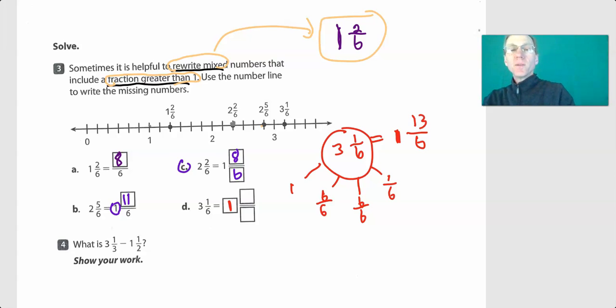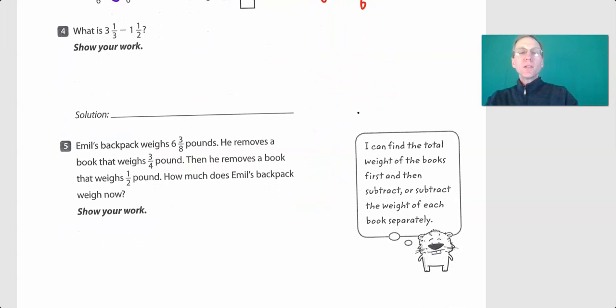Okay? Again, if I start at one whole, and I'm going to count up to how many 6 to get up here, how many slices? 1, 2, 3, 4, 5, 6, 7, 8, 9, 10, 11, 12, 13, 6. All right, good job, good job. Let's look at this next one.